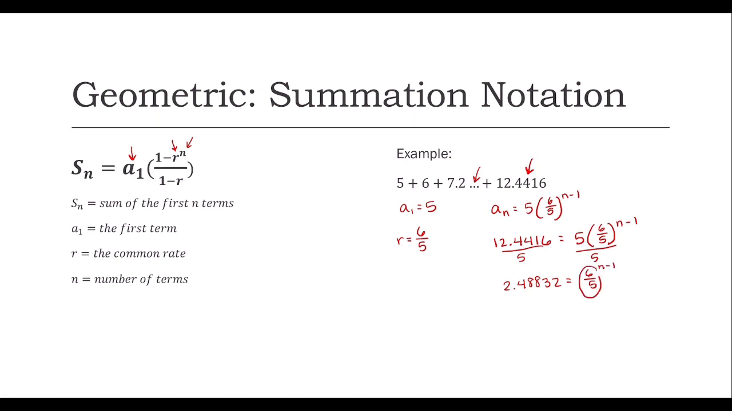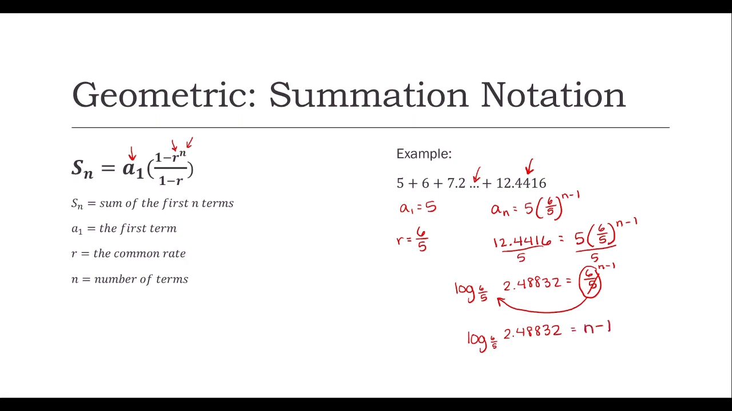To get rid of this here, we need to do a logarithm. We'll learn more about logarithms in another video coming up. But for now, we'll just take this and make it the log base, and that will get rid of this here. So we have log base 6/5 of 2.48832 equals n minus 1.